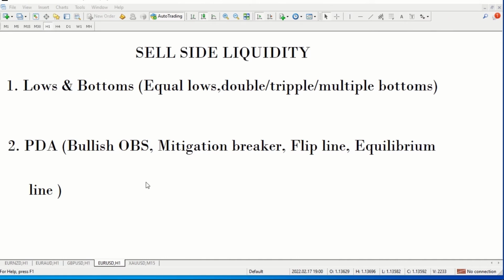So the second example of sell side liquidity has to do with PDA, which stands for Premium Discount Arrays, consisting of bullish order blocks at the discount level, mitigation, breaker, flip line, also known as equilibrium line. So all these three terms mean the same thing. It is a line that indicates the break in market formation and also where support tends to become resistance and resistance also tends to become support. On this note, I would like to send you to the markets so that I will help you locate them.